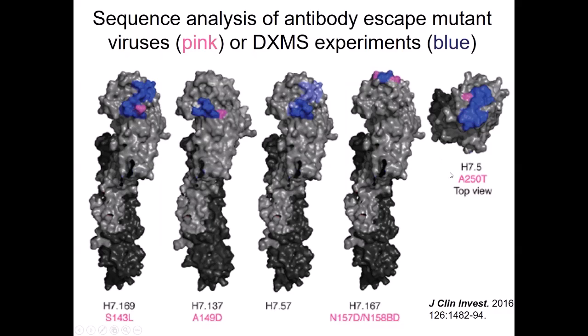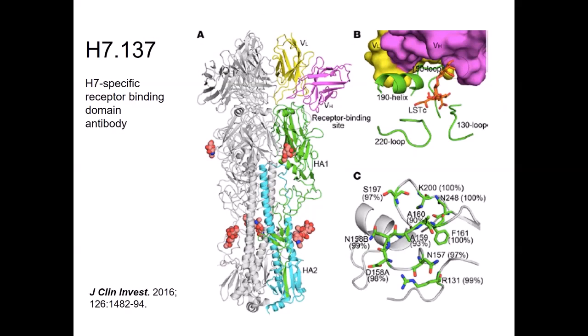And this antibody H7-5 is actually quite interesting, because if I showed you the side view, you couldn't even see the epitope. It comes in from the top, and it's an extremely interesting antibody with some very unusual properties that we're trying to figure out right now with our Scripps collaborators.